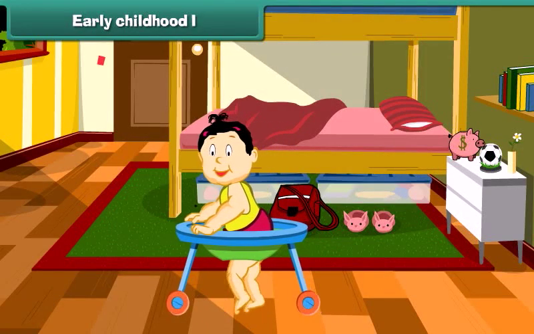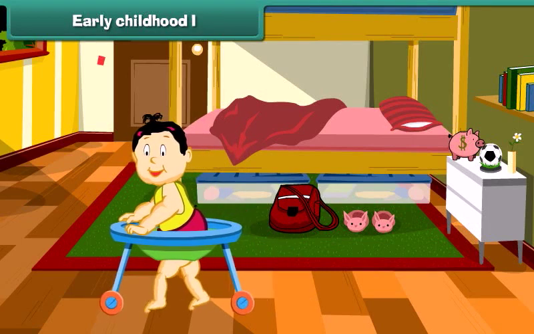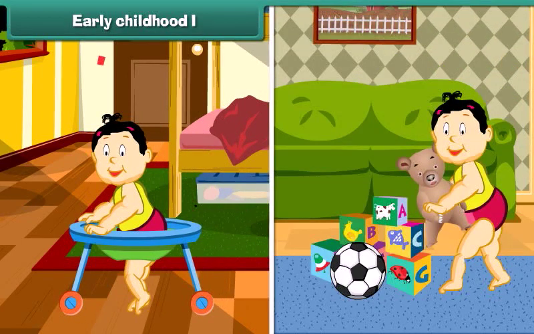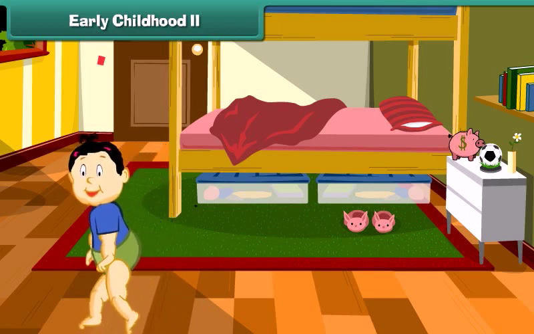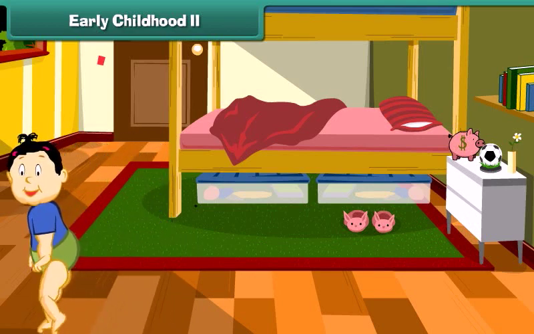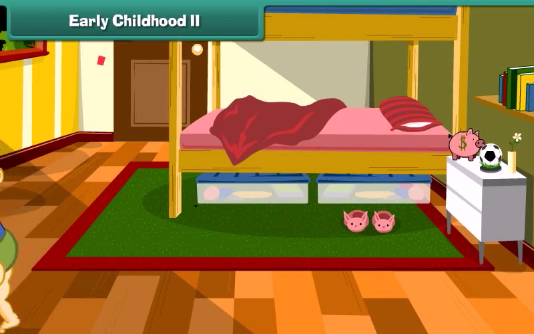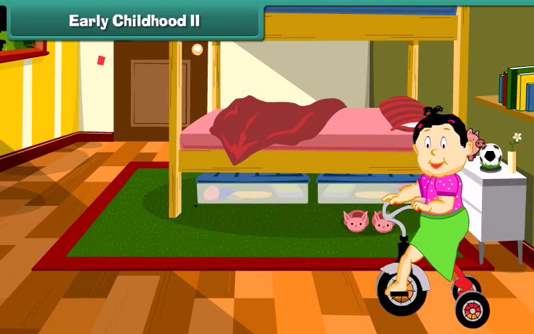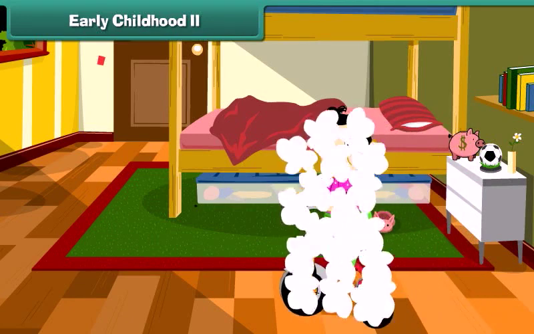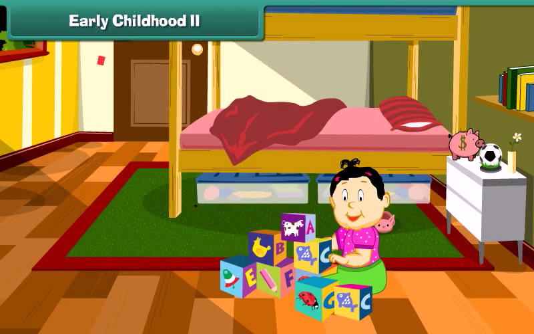Look. She can now walk with the help of some support. She can now play with her toys. Now Moni has grown up. You can see that she can walk easily without any help or support. Here you can see that she is riding on a tricycle. She is happy. She can make a tower of blocks. It is her early childhood stage.